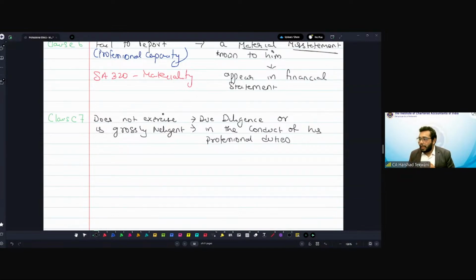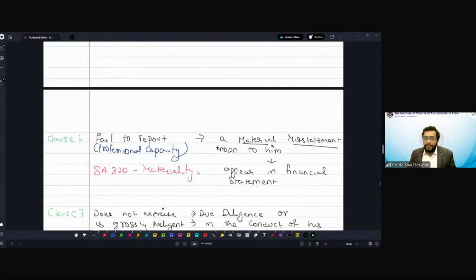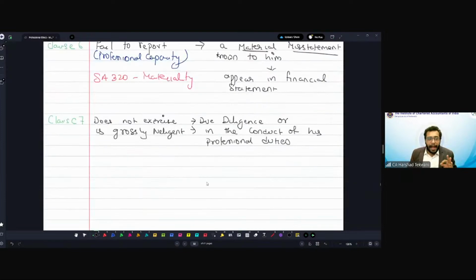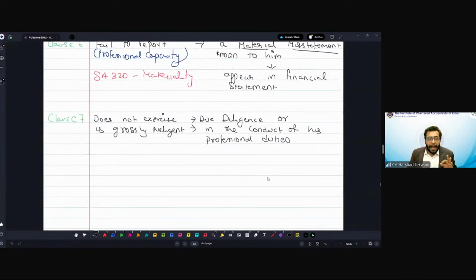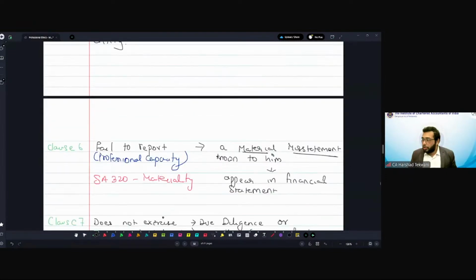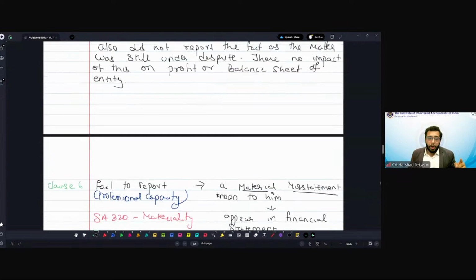Now, understand one thing. If I fail to disclose or if I fail to report, at the same time, it can be held that I was grossly negligent. It is not the scenario that if clause 6 is attracted, then clause 7 will not be there. So clause 6, clause 7, or clauses 5, 6, 7, all three together can be there.